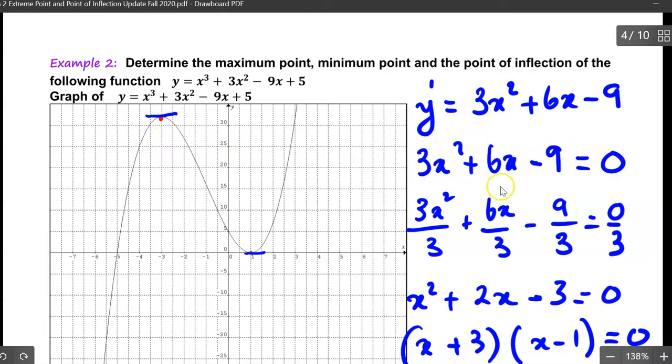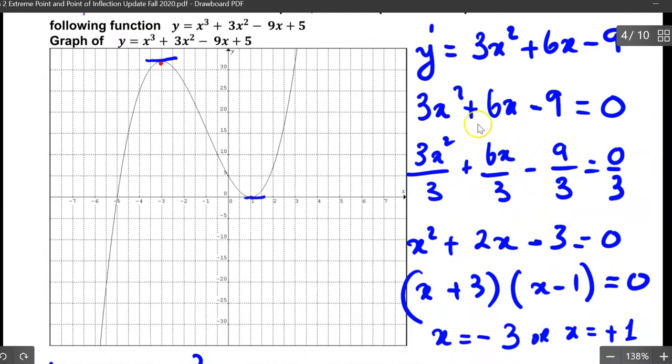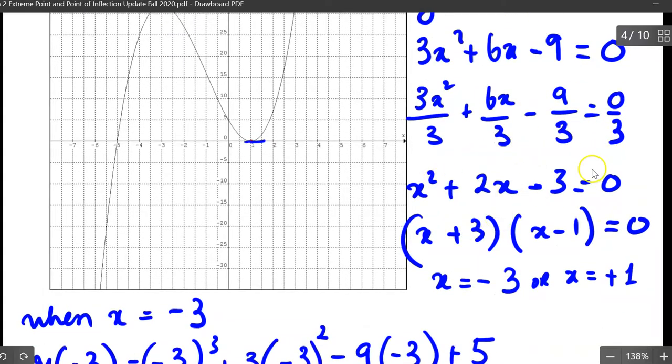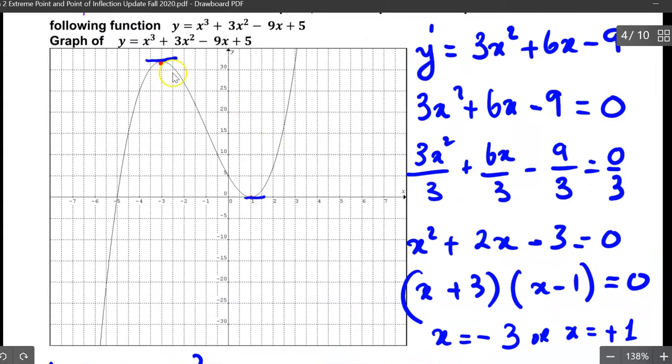After I set this equal to 0, I can solve for this equation. Solving for this equation, I have a quadratic equation. To simplify the process, I divide each of these terms by 3 so that I can simplify my equation to this. And then I factor. Using factoring, I figure out x equal to minus 3 or x equal to plus 1. Then I substitute these values into my function. Right at this point for x, I want to figure out the value for y.